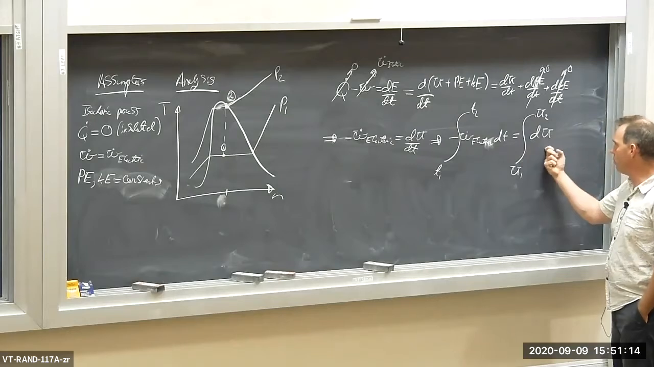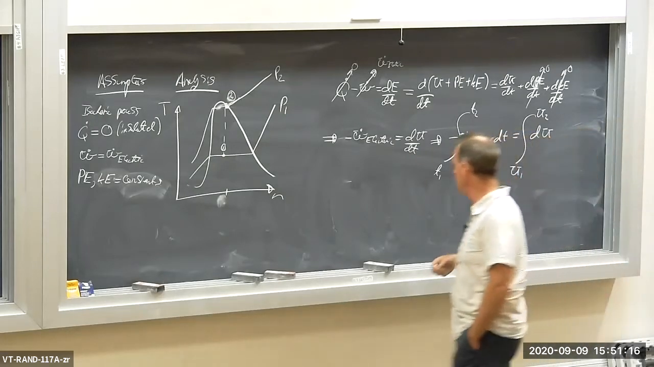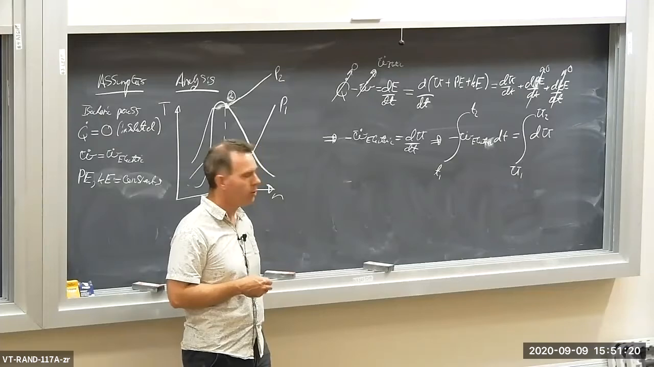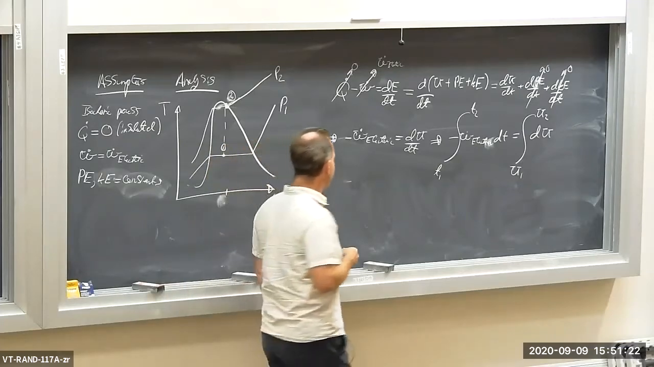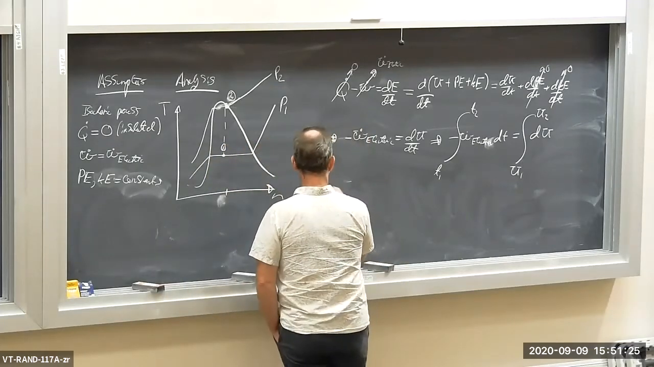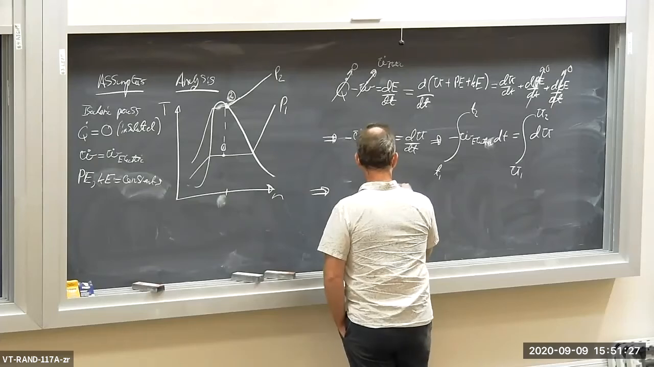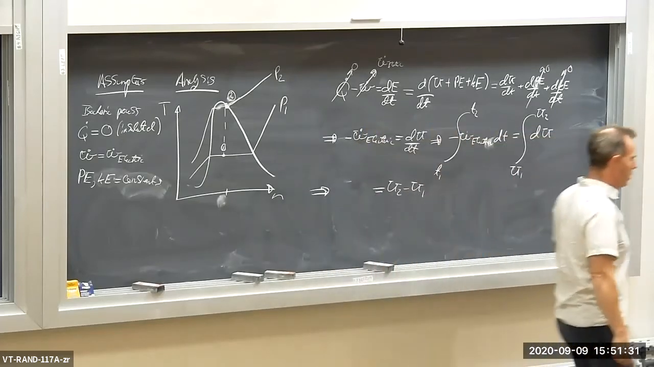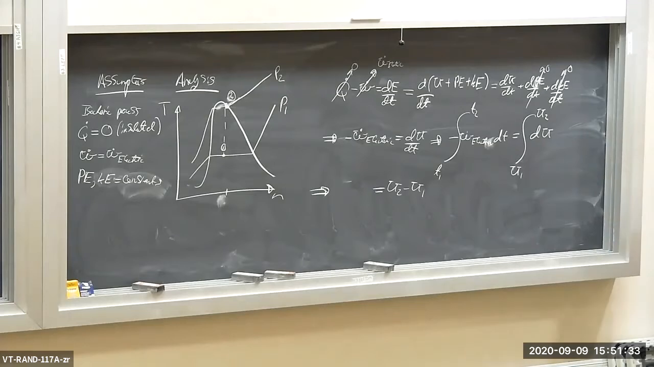Now, the integral on the right is pretty easy. The integral of dU from U1 to U2 is U2 minus U1. That's the right-hand side integral, U2 minus U1, or delta U from 1 to 2, if you like.